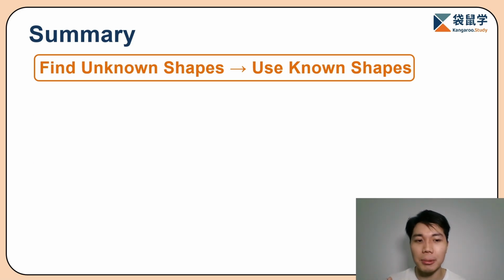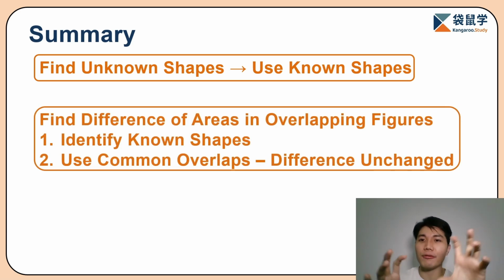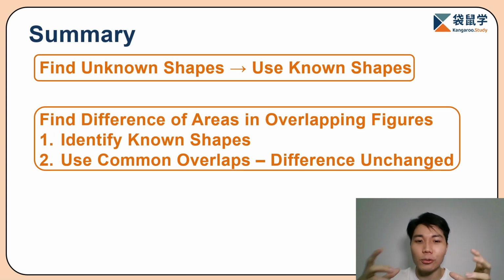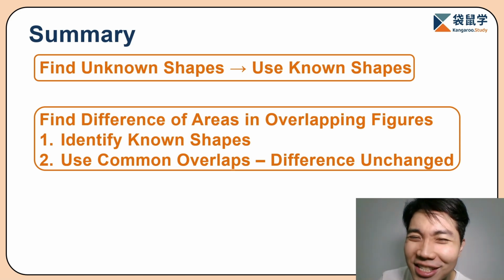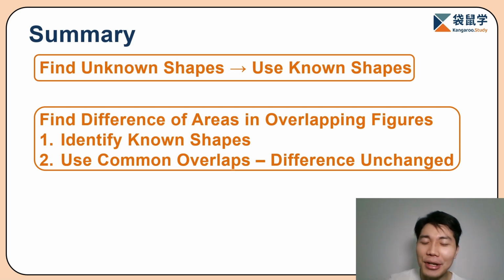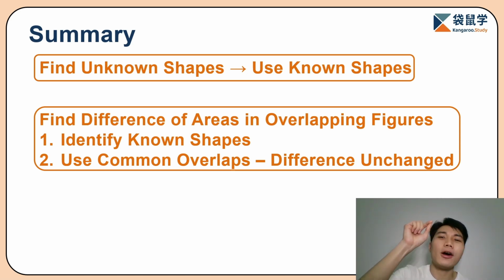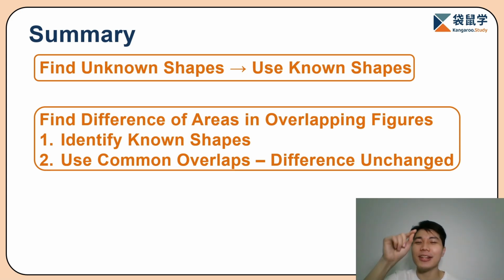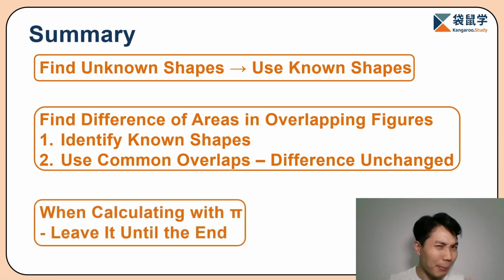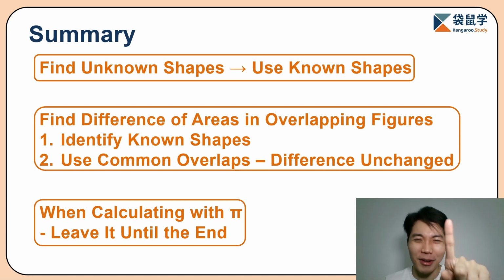So for shapes, what we can learn is to find the difference of areas in overlapping. First, we use the known shapes. And we use some common overlaps, and notice the difference is still unchanged. And last but not least, when calculating with pi, should we always calculate all the way? No, we leave it until the end. But make sure you don't forget to also multiply by pi at the end also.